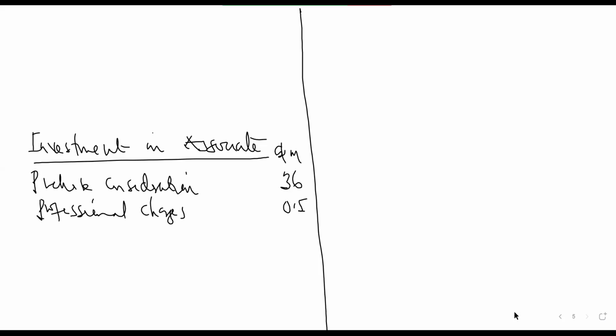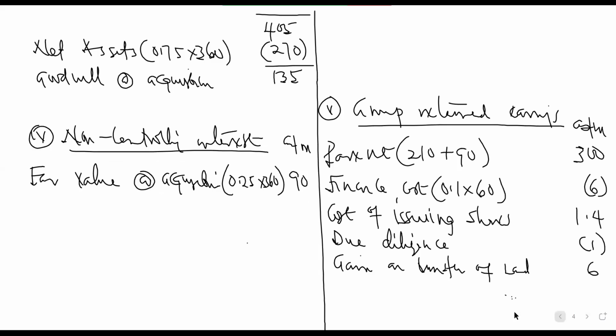So what do we do? We go to retained earnings. Then we reverse the figure that has been charged. So we have the professional charges, we add back 0.5. Okay, let's move on to that side.